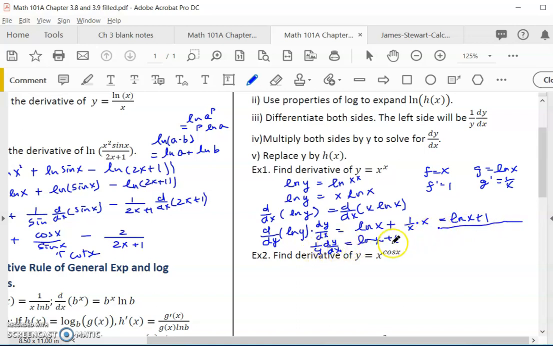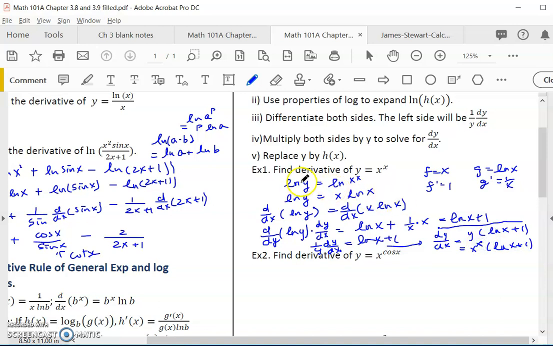I only want dy dx, so dy dx would equal y times this whole thing. I multiply y on both sides. But what was y? y is x to the x. So y times ln x plus 1, but in terms of x, it will be x to the x times ln x plus 1. And that is the answer for the derivative.